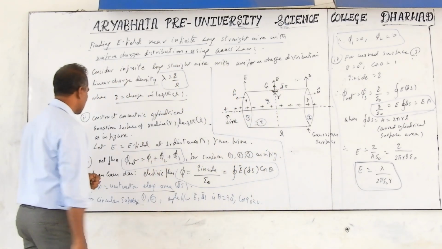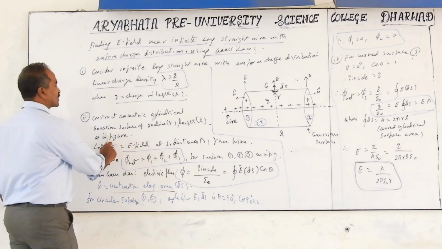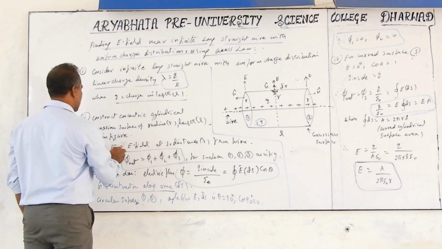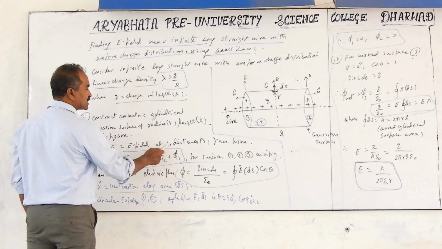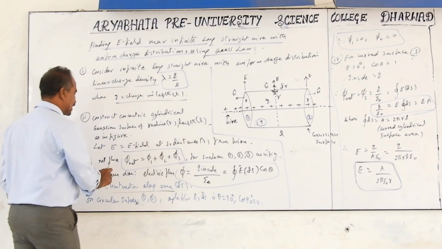Okay, that point we mention here: construct a concentric cylindrical Gaussian surface of radius r and length L, as in the figure. E is the electric field at distance r from the wire. Net flux.